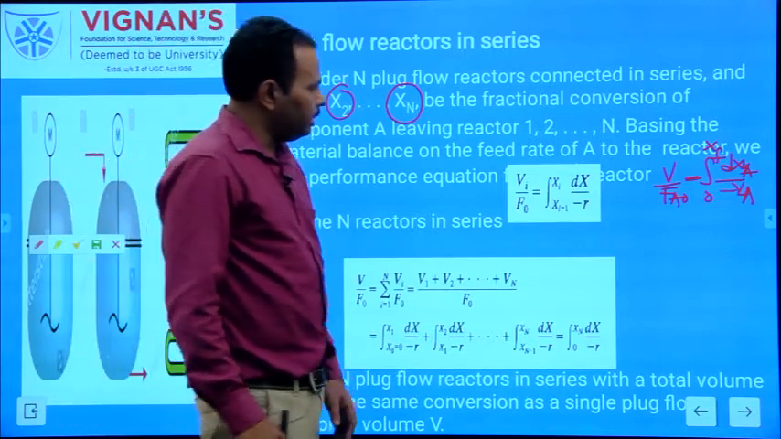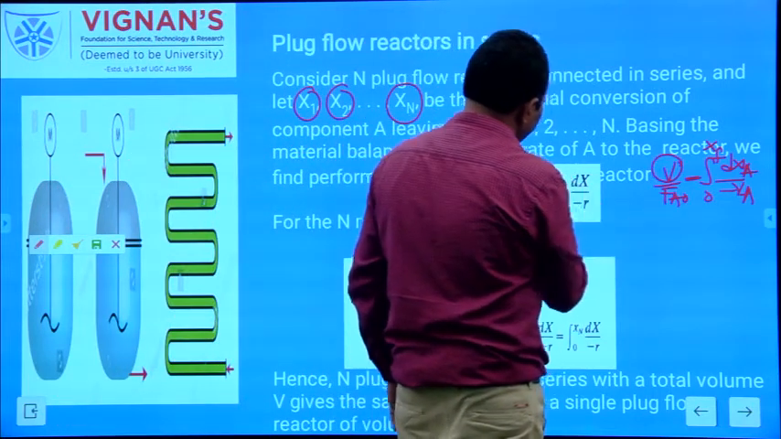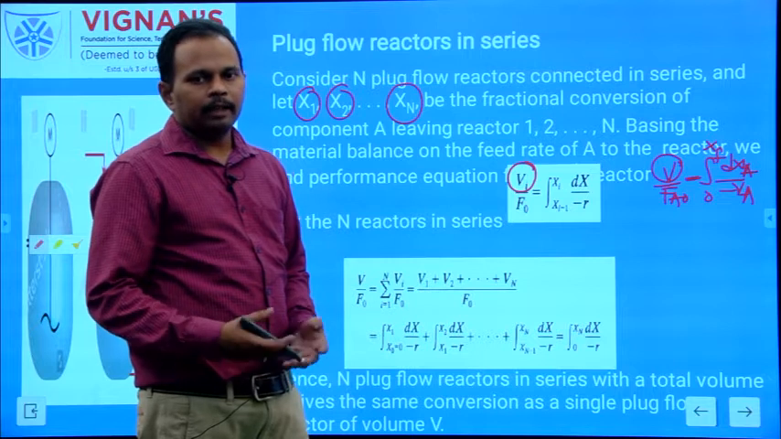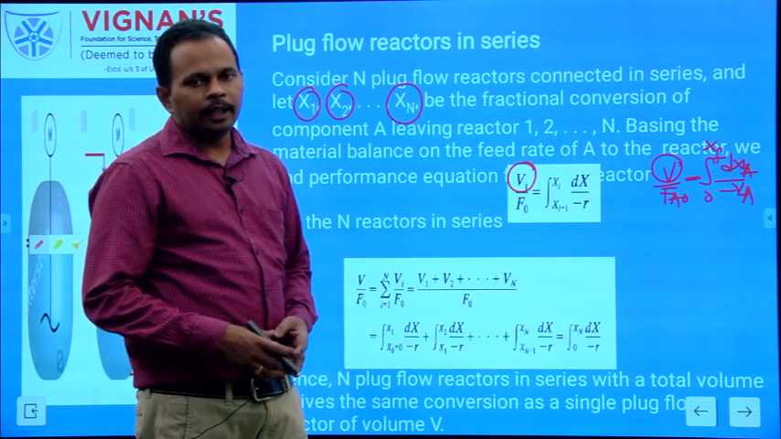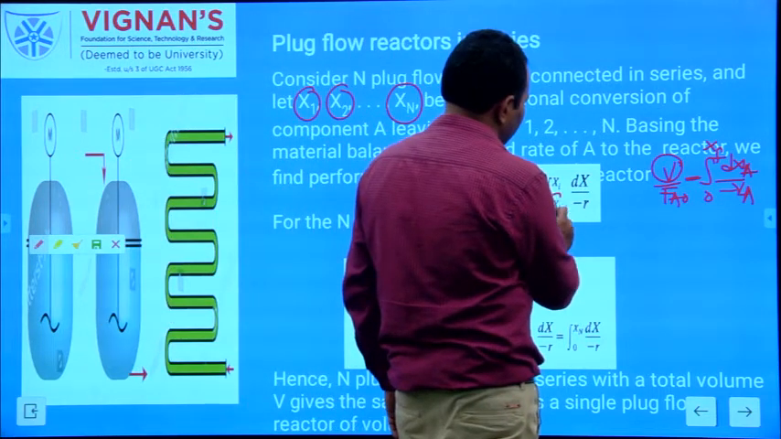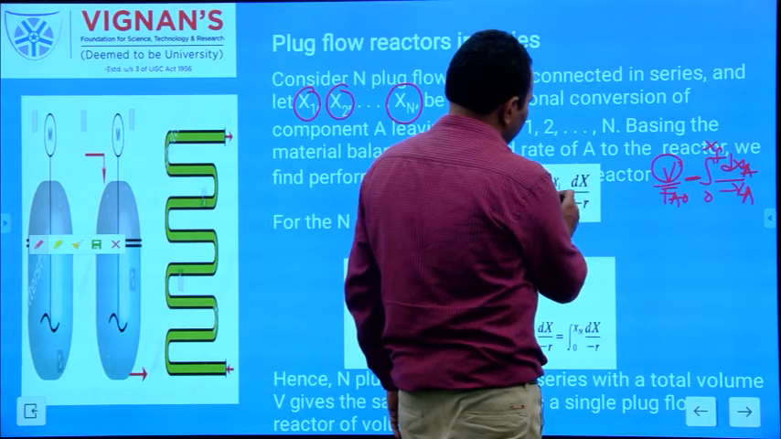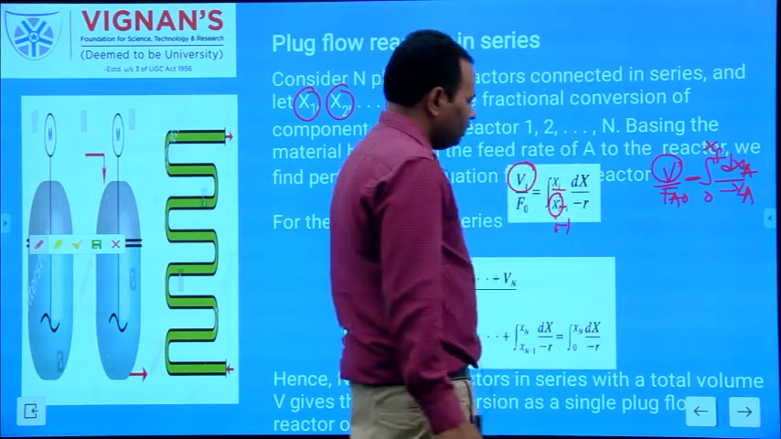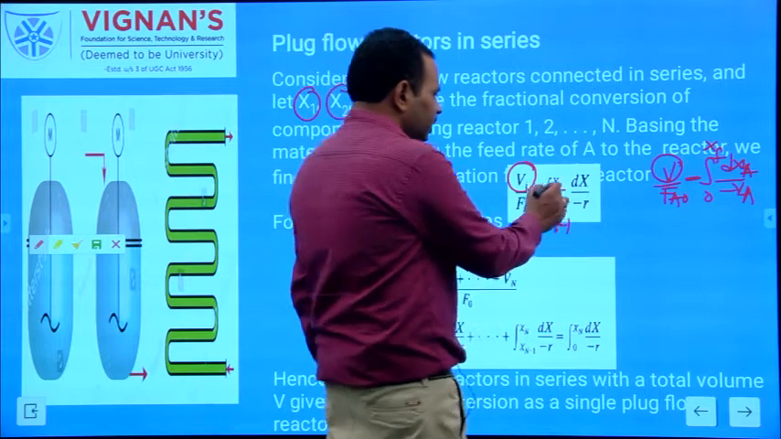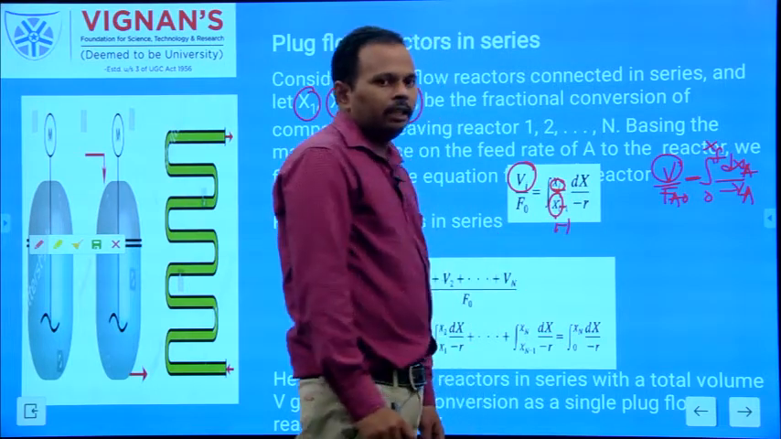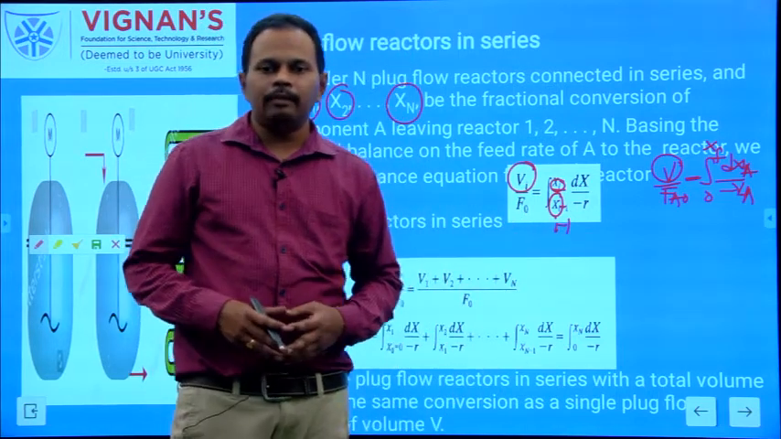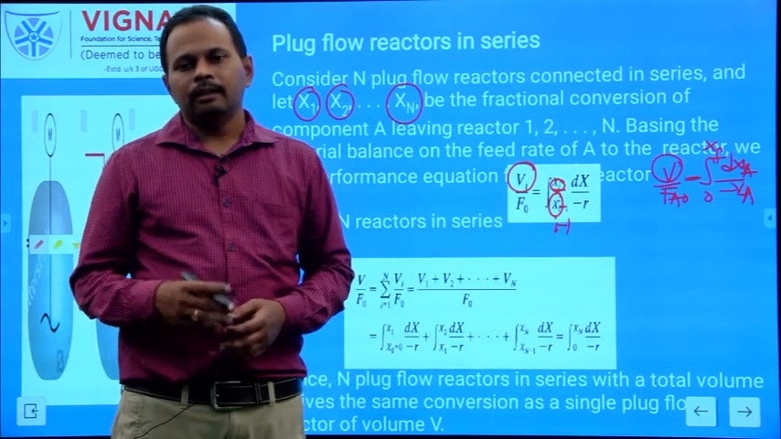How can you write it for the ith reactor? In place of the volume, you write Vi, the volume of the ith reactor. FA naught is the same for any reactor; for n reactors in series, the initial molar flow rate of A entering the reactor, FA naught, is the same. Here the limits go from Xi minus 1 to Xi. Xi minus 1 is the conversion from the previous reactor, up to the conversion within the ith reactor: Xi minus 1 to Xi dX by minus R. Earlier, when we wrote the performance equation for the single PFR, we took the limits as 0 to the conversion XF.